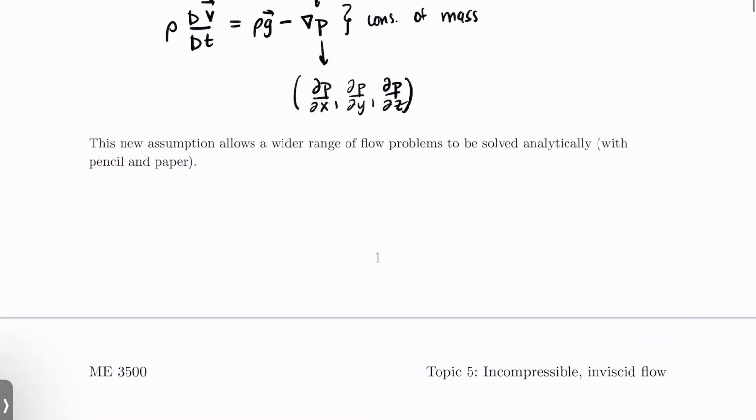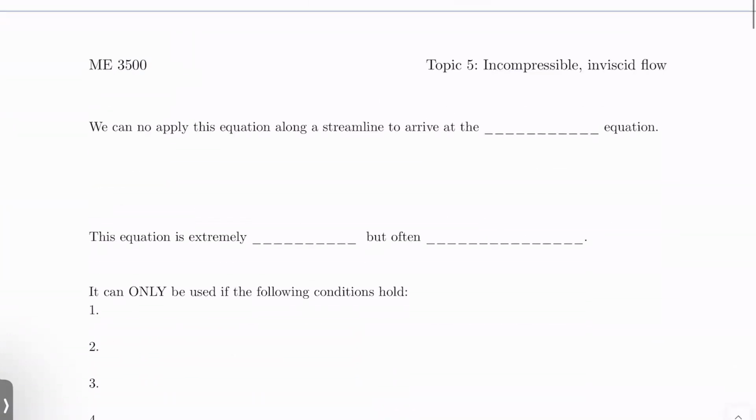Okay, so the cool thing that we get to do now is we can apply that Euler equation along a streamline to end up with the Bernoulli equation. Has anybody heard of the Bernoulli equation before? Did we talk about that in 2500? I think it's come up, but it's probably been a while. I'm going to talk about it a whole bunch, so don't worry if you don't remember. I was just curious if you heard it.